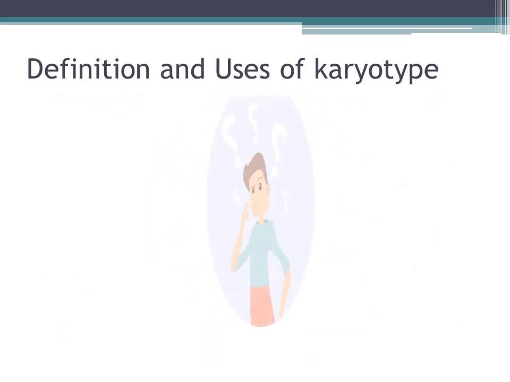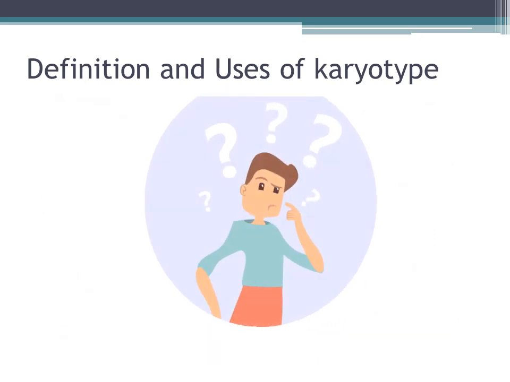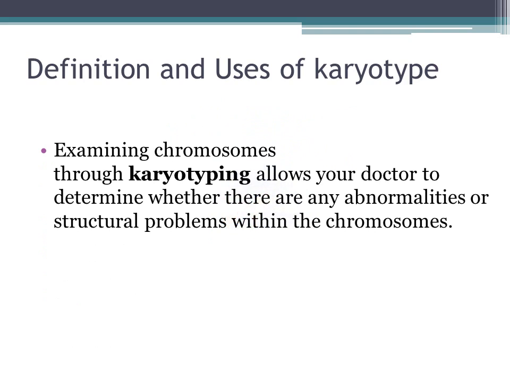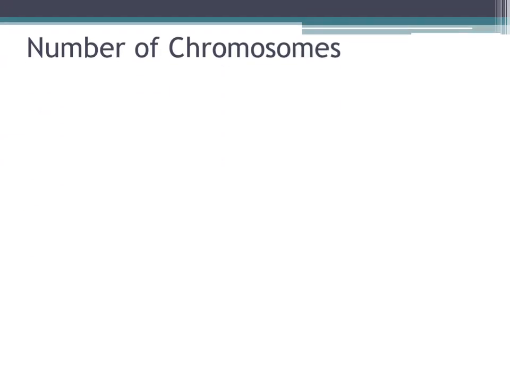But what are the benefits of karyotyping? Karyotyping allows your doctor to determine whether there are any abnormalities or structural problems within your chromosomes, which will be explained in the next video. We've mentioned earlier that chromosomes are arranged in decreasing size in a karyotype. But how many chromosomes do we have? And do all of us have the same number of chromosomes? I'm sure that these questions are roaming your heads.